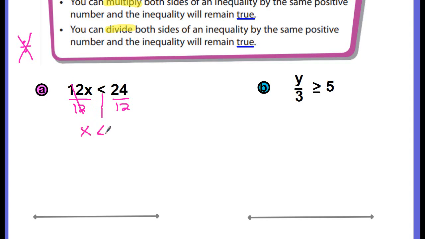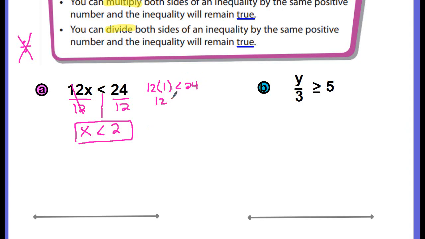Bring down my inequality symbol. And 24 divided by 12 is 2. So my solution would be x is less than 2. Let's check it. I'm going to go back, substitute a value that's less than 2. I'm going to choose 1 again. Go back to your original inequality, 12 times, substitute 1 for x, should be less than 24.